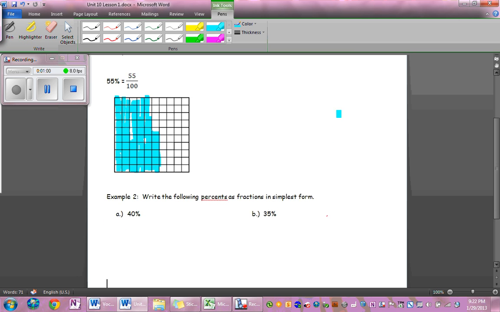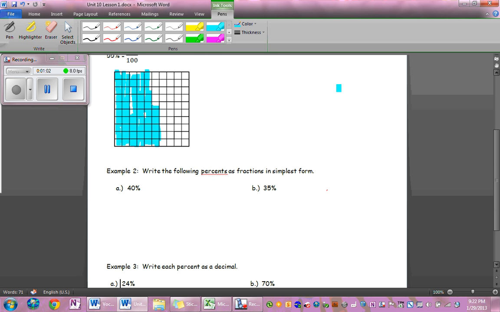Okay, let's have a look at example number 2. Example number 2 says write the following percents as fractions in simplest form. So the first thing we're going to do is say it. So that's 40%. Now remember, 40% is 40 out of 100. So we'll write 40 out of 100. And then we're going to divide by a common factor. Let's try dividing by 10 over 10 first.